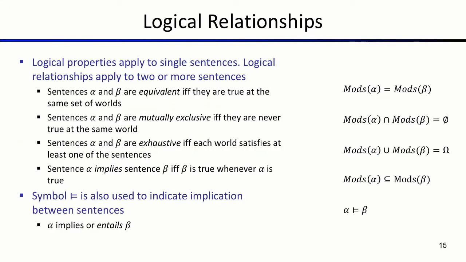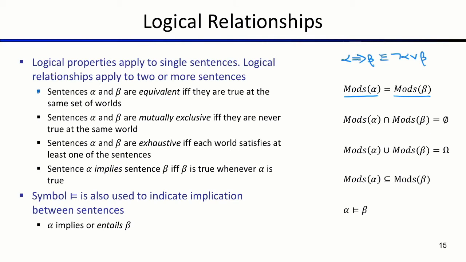So we can start to define some logical relationships, and these logical relationships will involve two or more sentences. So we can start thinking about equivalence between sentences. We can start comparing the meaning of the sentences and seeing how they relate to each other. There are four main definitions here. The first definition is that two sentences, alpha and beta, are equivalent if they are true for the same worlds. So we look at the models of alpha and the models of beta, and we see they are equal. So alpha is true exactly for the same worlds that beta is true. For example, alpha implying beta is going to be equivalent to not alpha or beta, right? And these two sentences are equivalent because they hold for the same worlds.